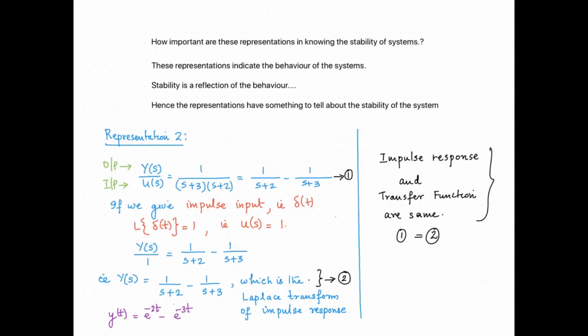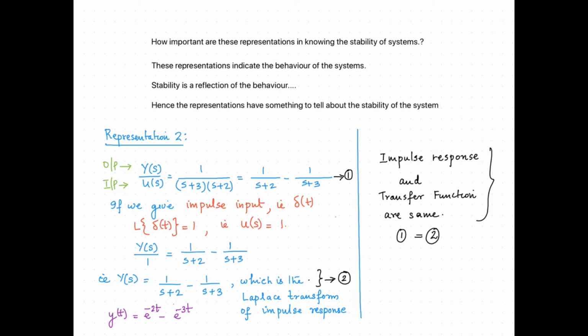Now we see how important these representations are in knowing the stability of the systems. Are they really important? Yes, the representations indicate the behavior of the systems and stability is considered as a reflection of the behavior. Hence, the representations will definitely have something to tell about the stability of the system. Here we consider the transfer function representation.